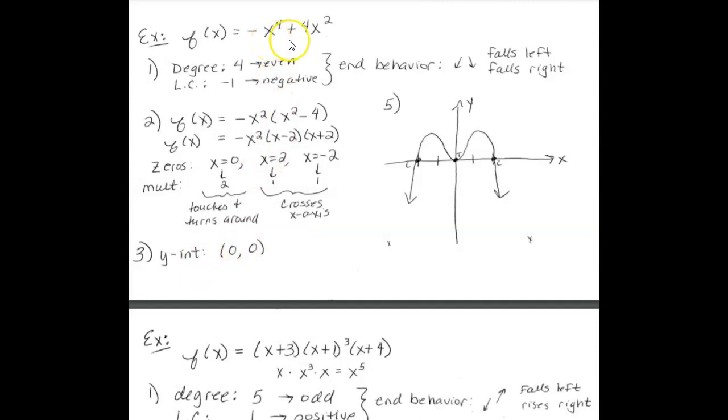Y-intercept, remember, means plug in 0 for x. So if x were 0, both of these terms become 0, so we get 0, 0.